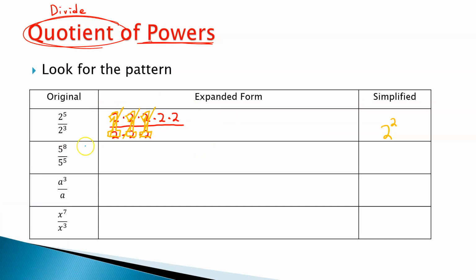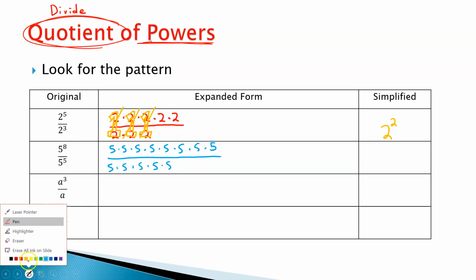5 to the 8th power. That means 5 times 5 times 5 times 5 times 5 times 5 times 5, 8 times. 1, 2, 3, 4, 5, 6, 7. I almost lost track there. 8. So we have 8 5s, and then 5 to the 5th power. That means 5 times 5 times 5 times 5 times 5. See how annoying this is?